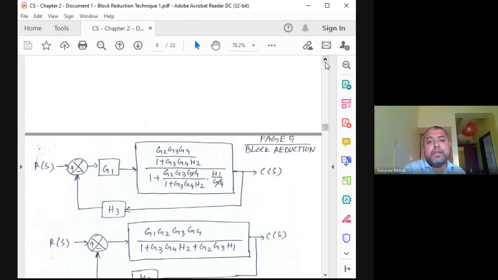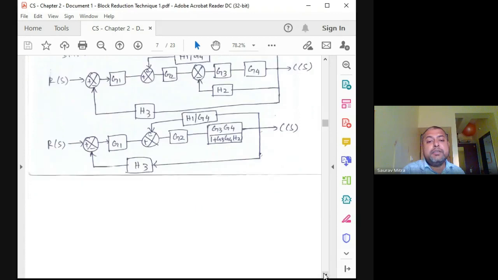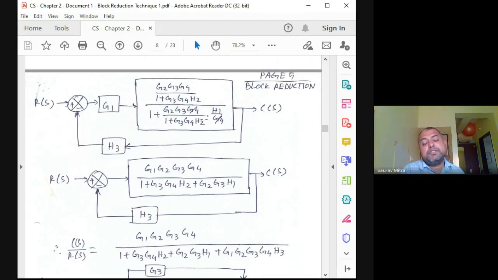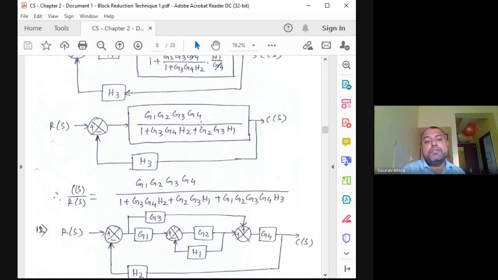What is H1 by G4? H1 by G4 was actually H1, but as you have shifted this takeoff point after G4, this H1 has become H1 by G4. Now in the denominator, what you have to do is multiply it with 1 plus GH. All the loops are negative feedback, that's why it is 1 plus GH. So multiplied by H1 by G4. Now this G4 might get cancelled. So now what you are finding is the forward path gain equivalent is becoming G1 G2 G3 G4 divided by 1 plus G3 G4 H2 plus G2 G3 H1.